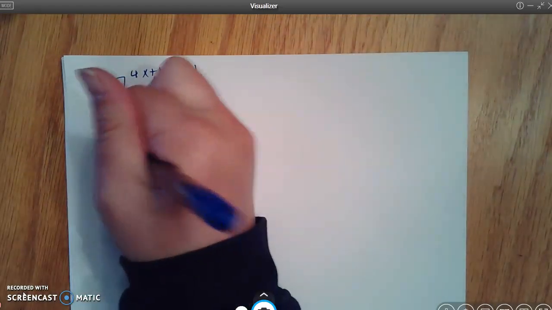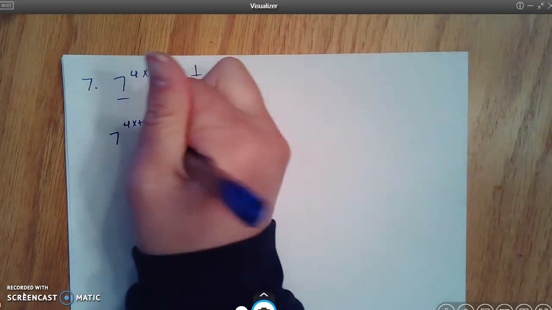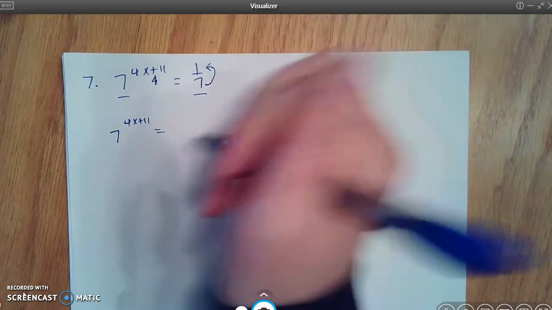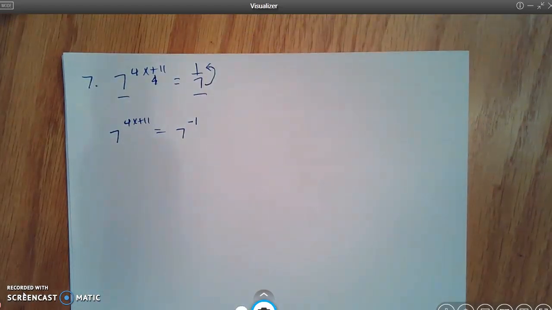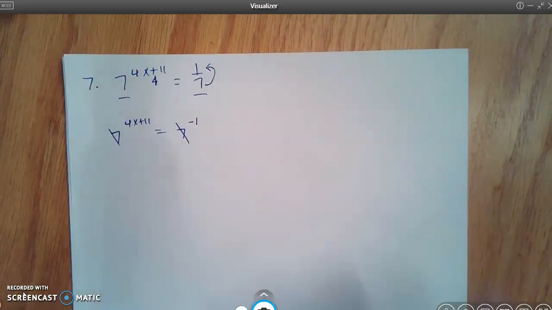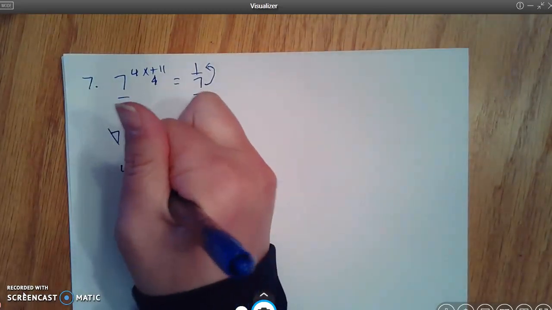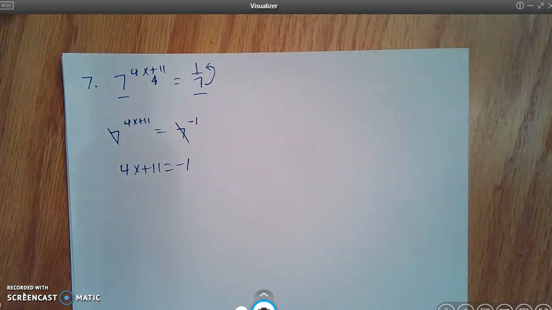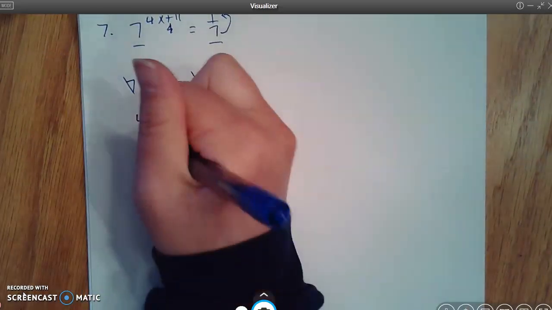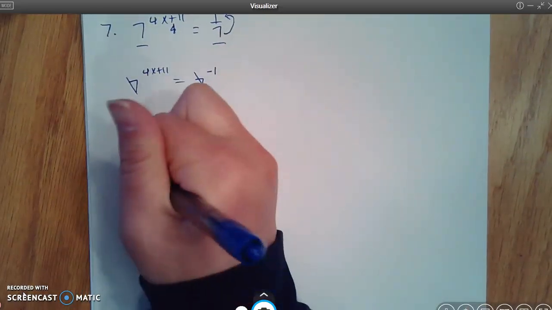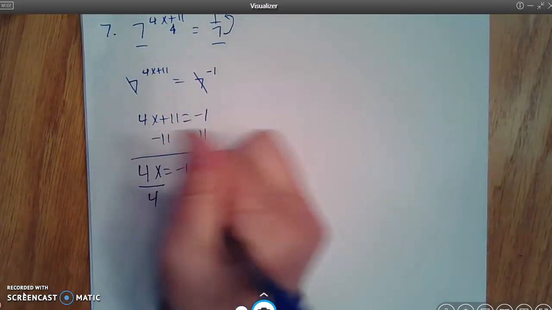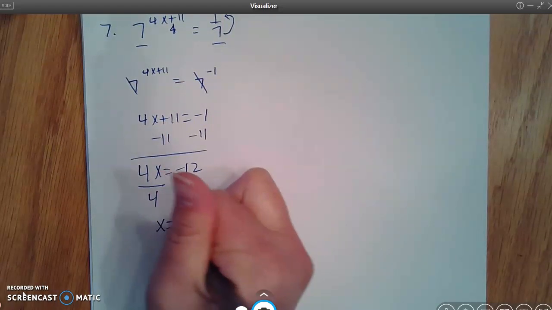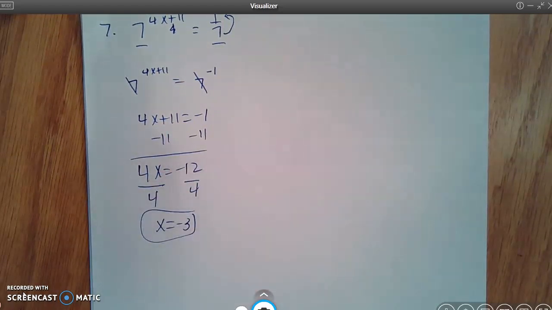One of the properties that we talked about is if I need to move something. So if I want to move the 7 up to the numerator, it's going to become 7 to the negative 1. Because when you move something from one location to the next, you change your exponent. Now my bases of 7 are the same. They'll cancel out. I'm left with 4x plus 11 is equal to -1, and now we keep solving. I'll subtract 11 from both sides, and I'll get 4x is equal to -12. And then I'll divide both sides by 4 and get x equals -3.